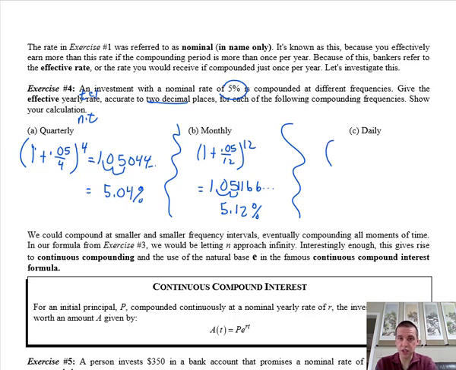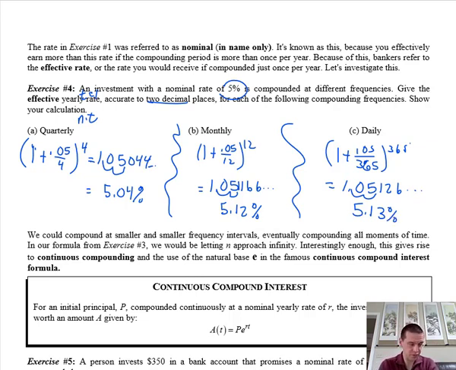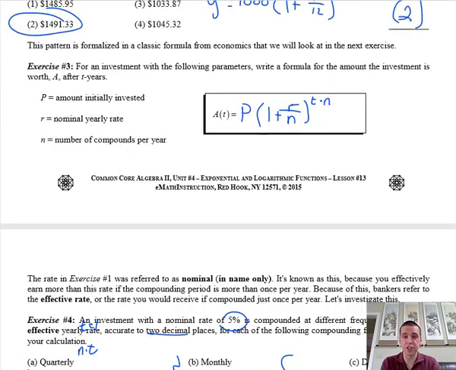And daily, I know you guys can do this, so that's why I'm doing it out for you here. We raise it to the 365, we're going to get 1.05, and this time 1, 2, 6, and so on. So if we move it over 2, we're going to get 5.13%. So we raise it 1 more hundredth of a percent here. So you'll notice that we really had a bigger increase from quarterly to monthly than monthly to daily. So anytime you're given a compounded interest formula or interest problem, you're going to use this formula here.